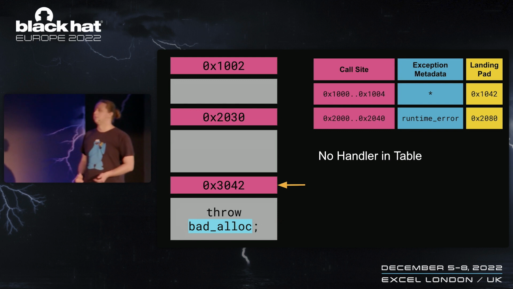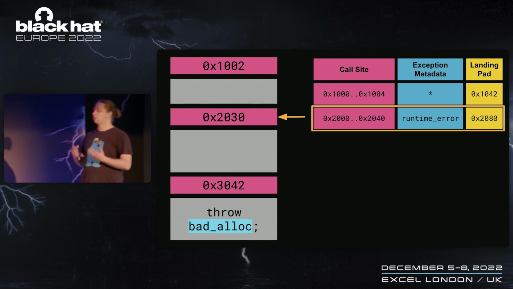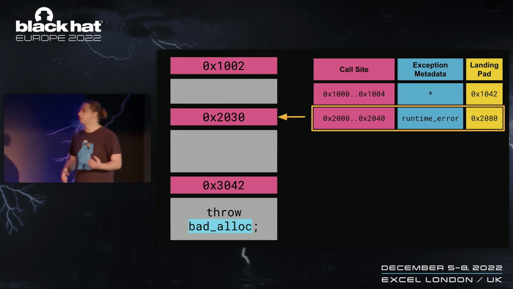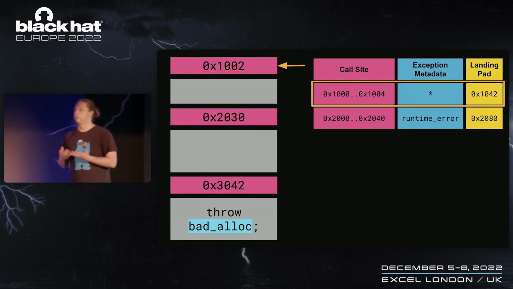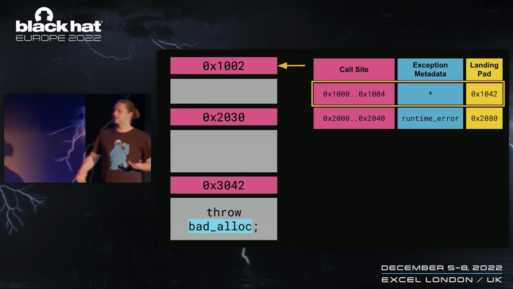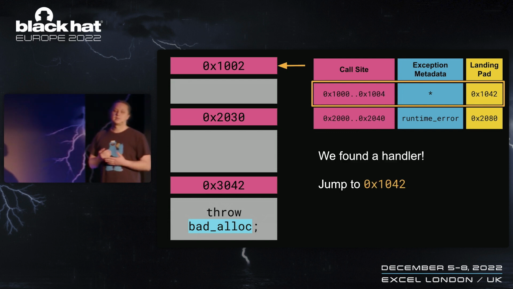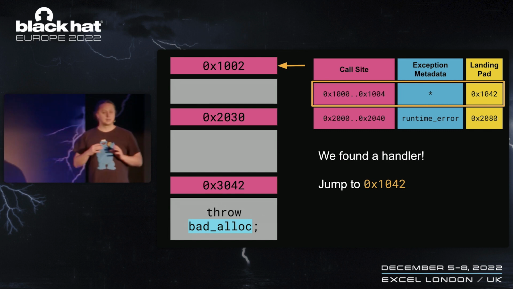Let's continue unwinding. From there on, it'll look at the next stack frame. It will find that there is a matching entry in there. But we threw a bad allocation exception, and there is an entry for a handler that handles a runtime error. So the exception type doesn't match. We continue unwinding. And then lastly, we do find a matching return address in the exception table in the corresponding call site range. In this case, the unwinder says, yes, we found one, and this is where execution will continue. So that's, in a few steps, basically what the unwinder does.